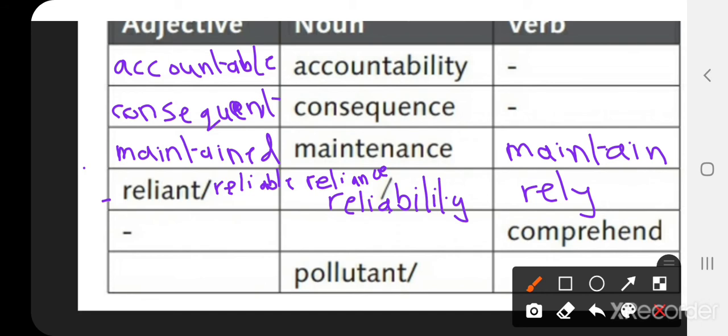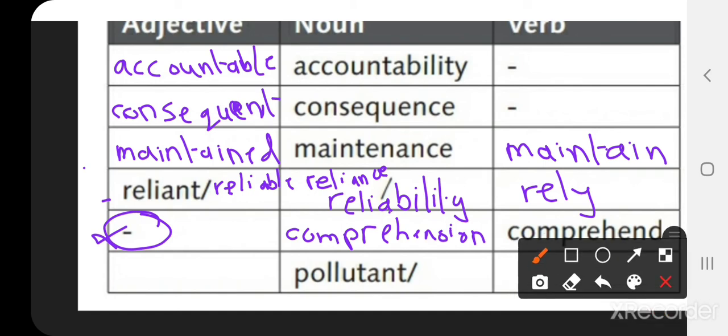The next word is comprehend. Comprehend, it's a verb. We need a noun and an adjective. But here it says that it doesn't have an adjective. So all we need to write is the noun, which is what? Comprehension. Okay? Comprehension.